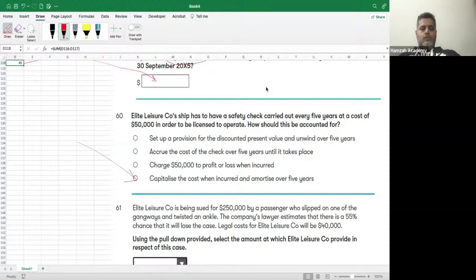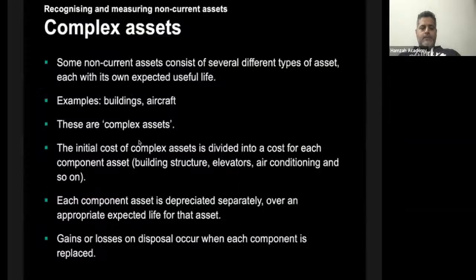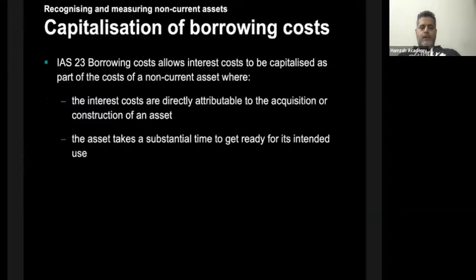Okay, so let's go back. Let me share the screen. Okay, so we were talking about the complex assets over here. This is how we have approached it, right? Then moving ahead from here, now we are going to talk about the borrowing cost over here. That is IAS 23.